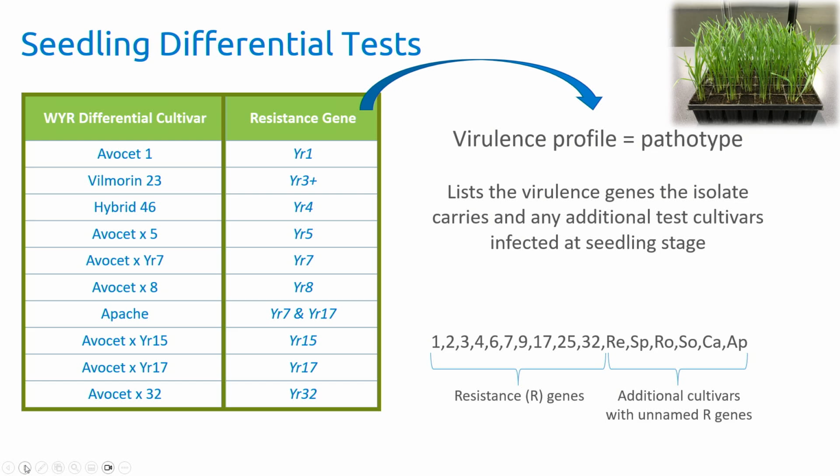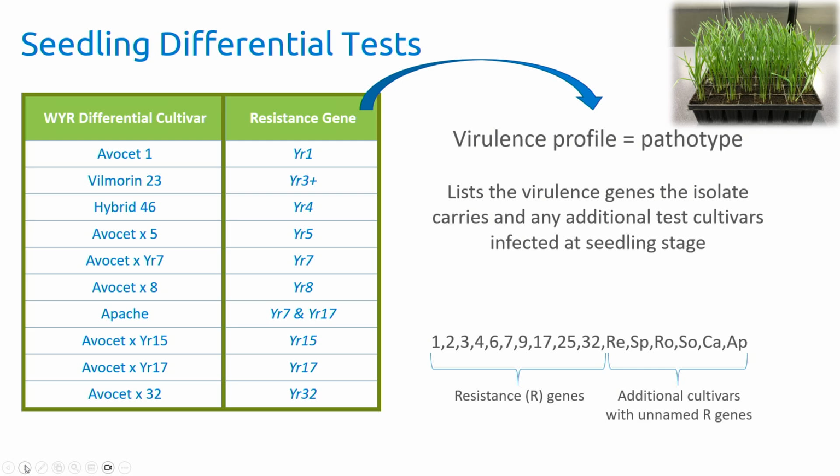So that's to get the virulence profile, which we sometimes call the pathotype. That's basically just a list of all the virulence genes each isolate carries and any additional test cultivars. In this table, on the left column, you've got the differential cultivars, and on the right, you have the resistance genes that correspond to them. So if an isolate infects Avocet 1, for example, then it's said to have the virulence gene YR1.